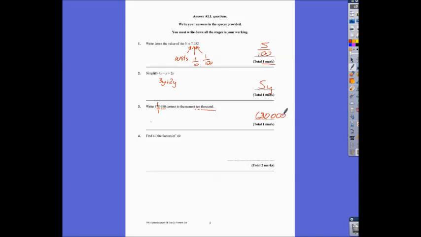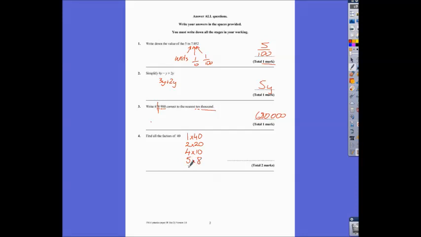Question 4. Write down all the factors of 40. Factors are numbers that multiply together to give that target number. So we can start off with the easiest, 1 times 40. Then we will try 2, and that would be 2 times 20. Then we could try 3, but 3 doesn't go into 40. So we'll go to 4, and that would be 4 times 10. Then we could try 5, and that would be 5 times 8.